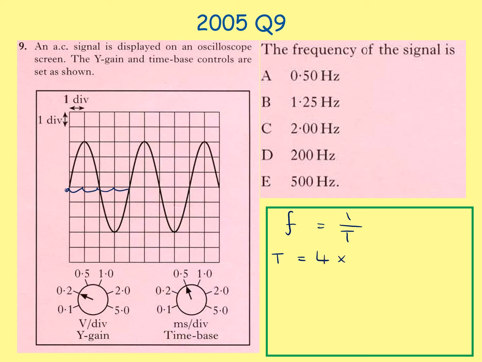So 4 times 0.5 milliseconds per division. 4 times 0.5, we have 2 milliseconds. Putting that into our equation, we've got f equals 1 over 2 times 10 to the negative 3, which is equal to 500 Hertz. We can see this is an answer up here, it is answer E.